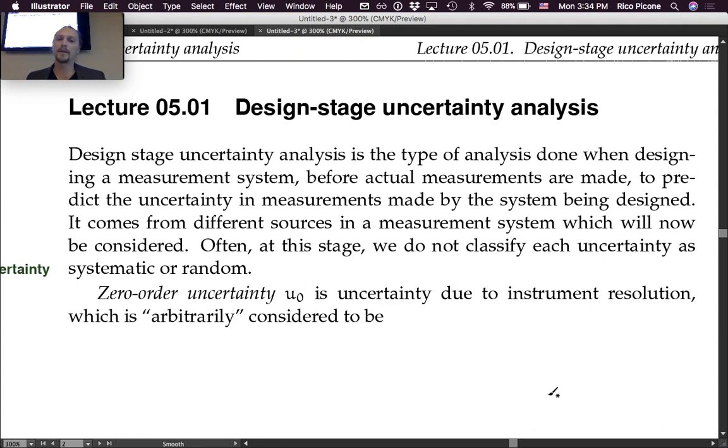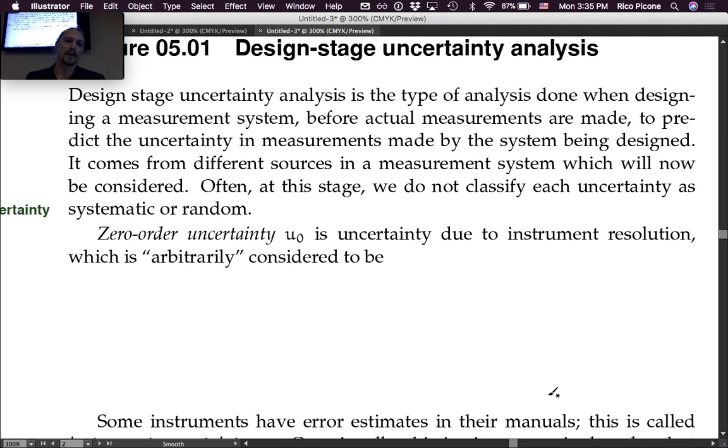So it comes from different sources in a measurement system, which will now be considered. So there are different aspects of the system that can contribute to our uncertainty. Often at this stage, we do not classify each uncertainty as systematic or random, although we probably could. It's usually kind of early on in the process, and we're going to be using really rough numbers, and so we don't get super precise with classifying the different types of error or uncertainty.